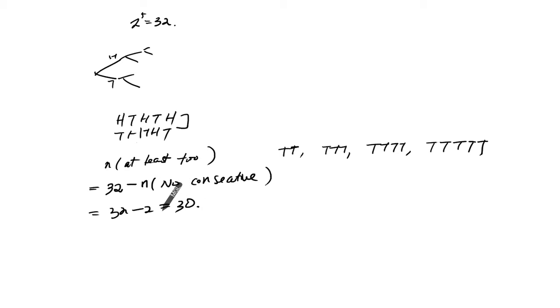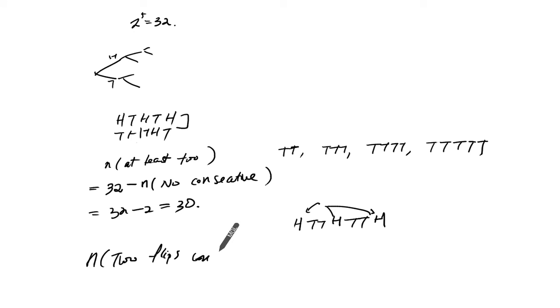What about exactly 2 consecutive tails? Okay, so that means tail, tail, and then the other 3 flips. There's 5. So it's really, the head can go here, or here, or here. See that? There's really only 3 different options. So the number of ways of 2 flips of consecutive tails is going to be 3 different ways.